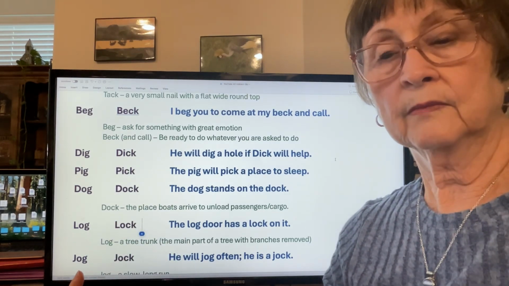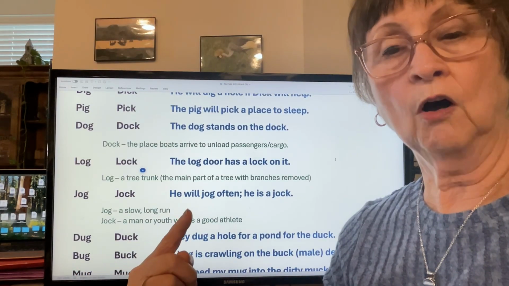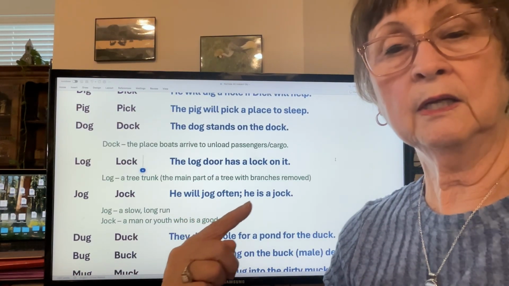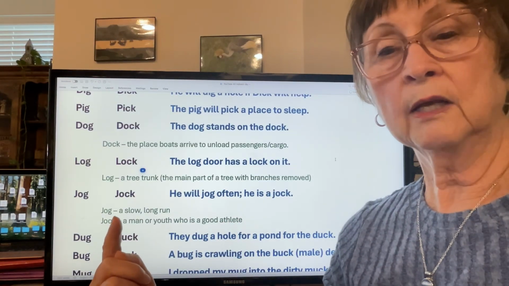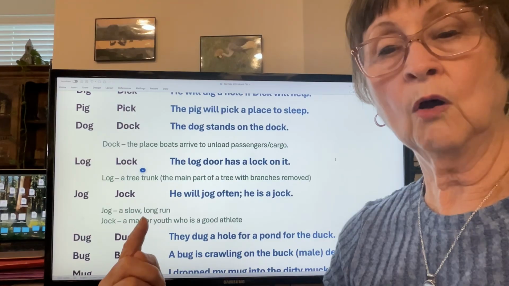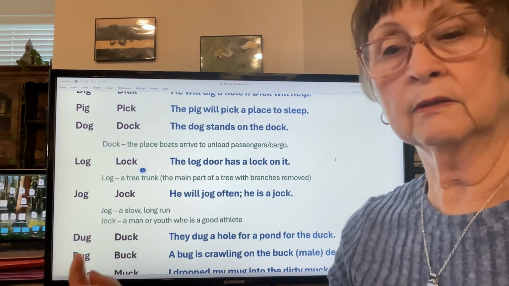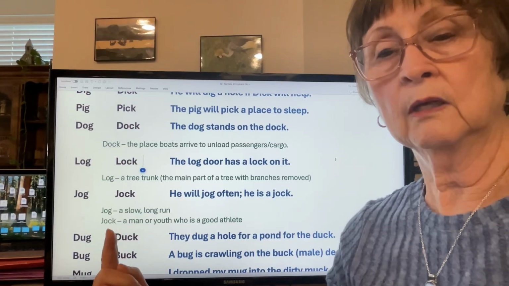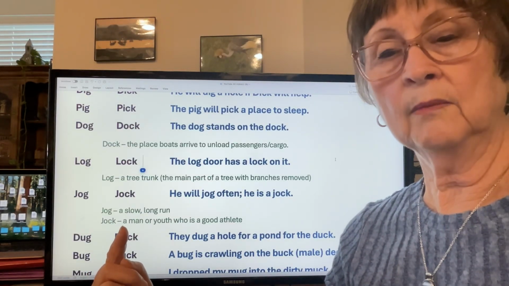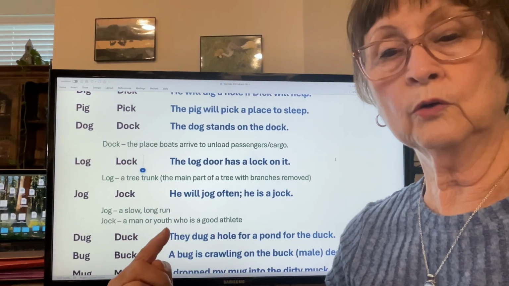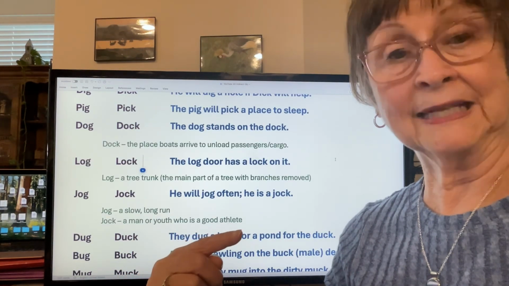Jog and jock. He will jog often. He is a jock. Jog is a slow, long run. You're not going fast, but you're running for a long way. That's a jog. Jock. It's sort of a slang term, a man or youth who is a good athlete.